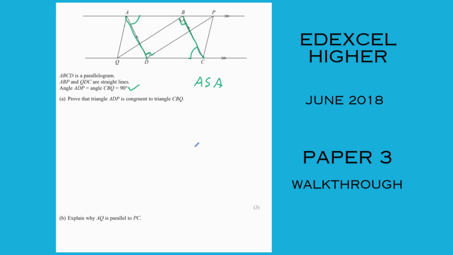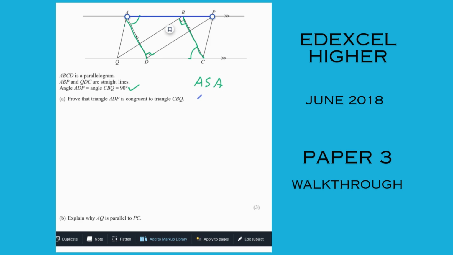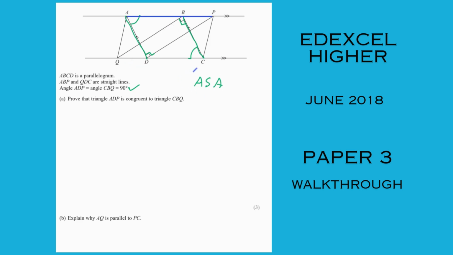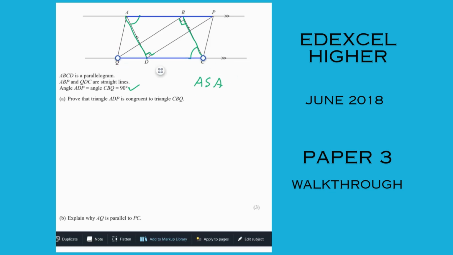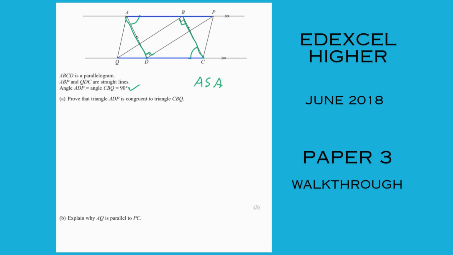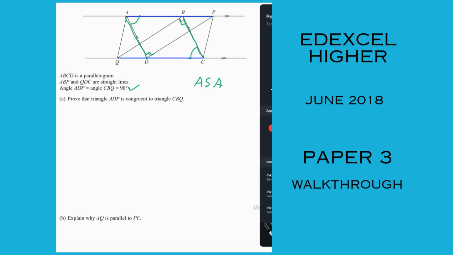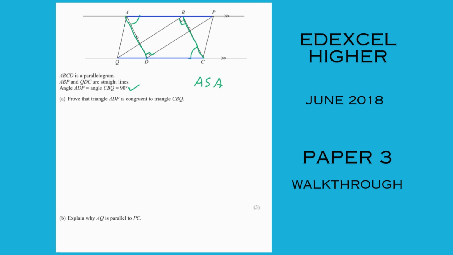You've got AP, this line there, and QC, that line there. They are in fact equal, because of the fact that you've just proven that they are congruent triangles. They have to be the same. So I would make that statement.